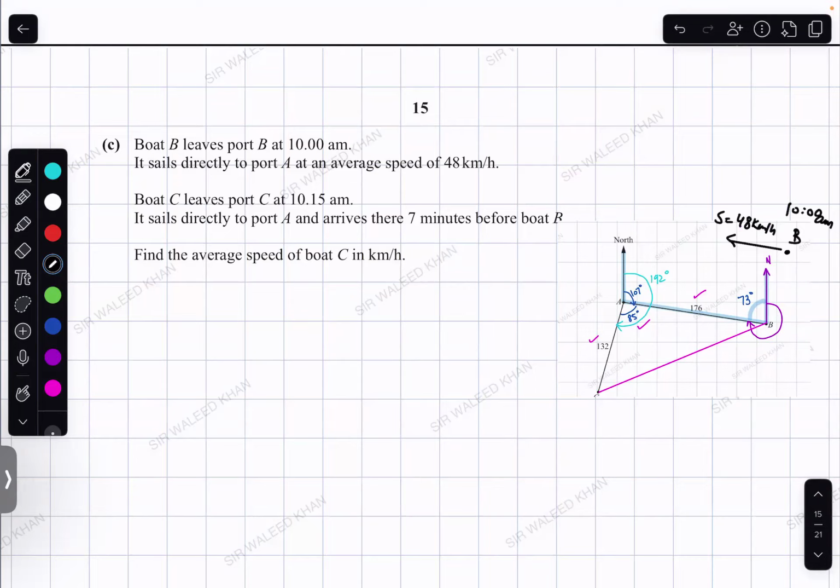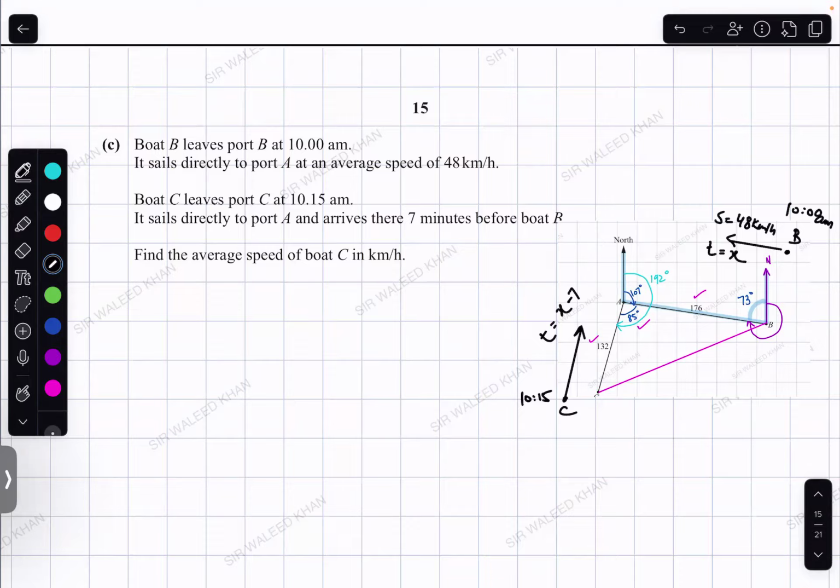Boat C leaves port C at 10:15 a.m. and it sails to port A. There is port C. It sails again towards A. Okay. And what is the time? 10:15. And it arrives there 7 minutes before boat B. So let's say the time this is taking is X to reach. Then the time for this one should be X minus 7 because it's reaching 7 minutes earlier, right?